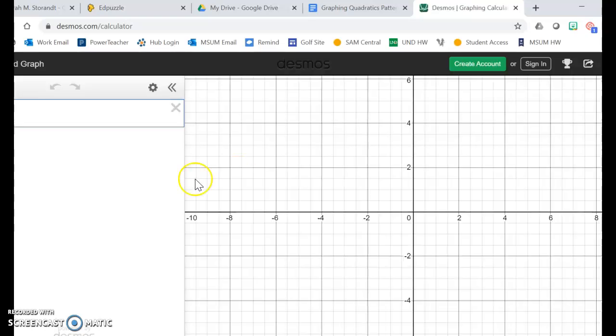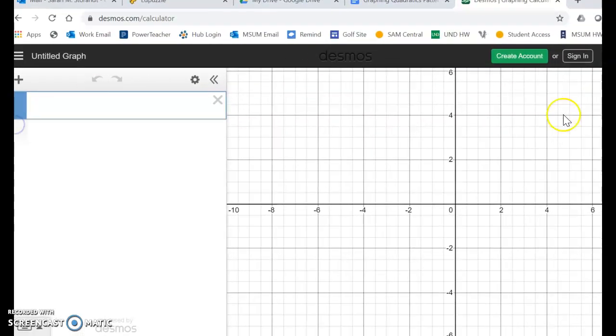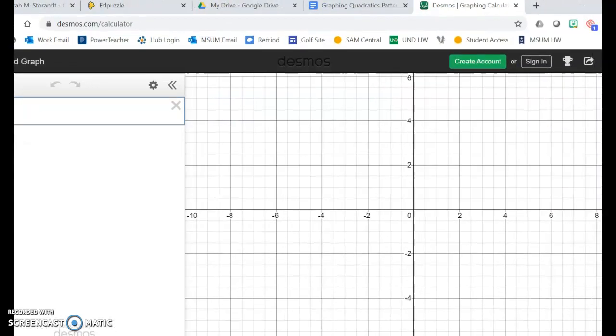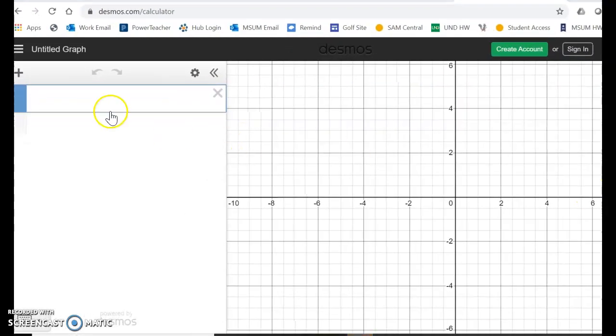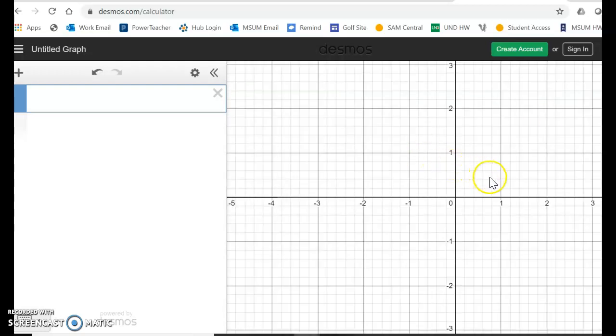And your screen should look something like this. Let me just extend my window here a little bit so you can see what it looks like. There we go. So you notice there's some boxes over here. This is where you type in your equation to see the graph. One thing with the Desmos graph, I would make sure I zoom in a little bit so that it's going by ones. So notice it goes 0, 1, 2, and so on.